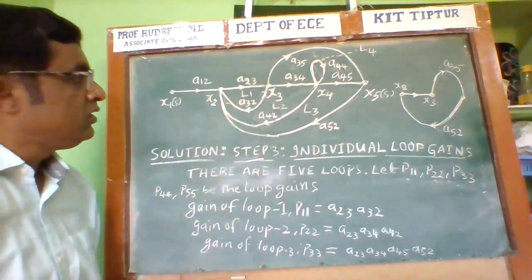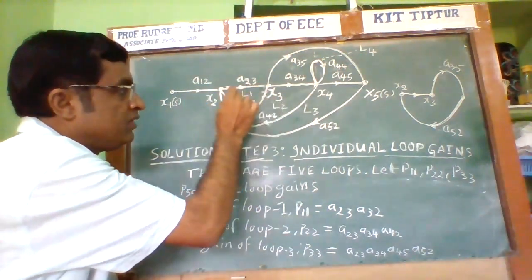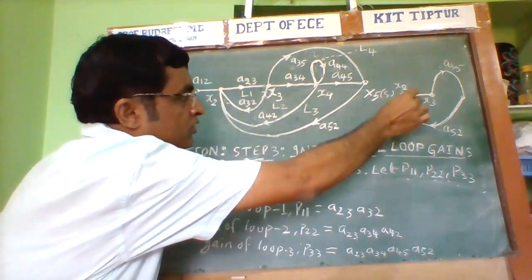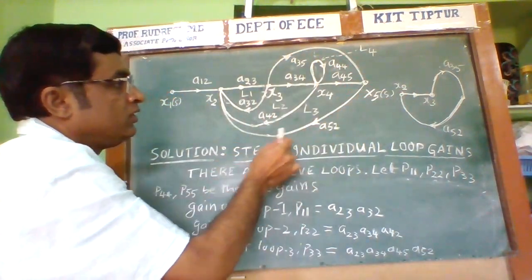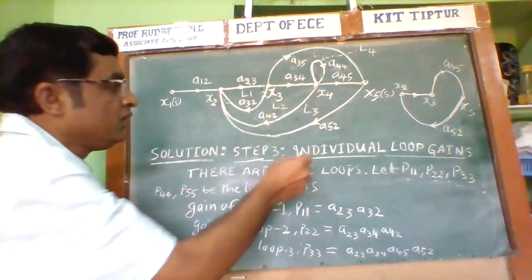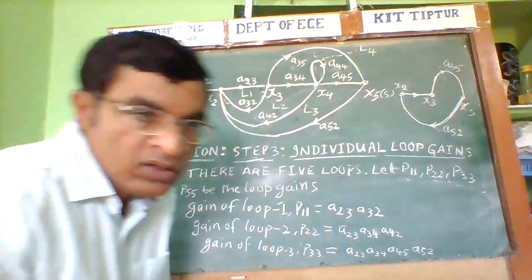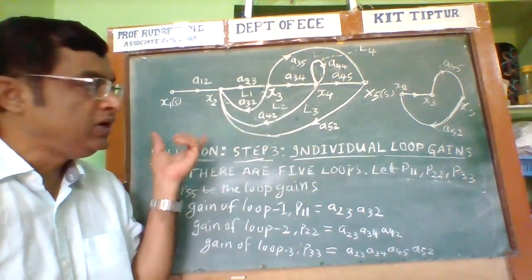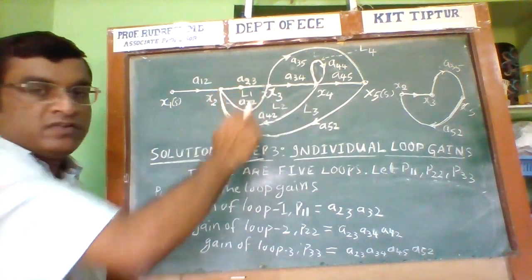Another important loop in the graph, and identifying this particular loop is very important, starts from the node X2, goes to the X3 node via A35 and the X5 node, and comes back to the same node. Now these are the 5 loops. Once we find the various loops, we need to find the loop gains. The loop gain is the product of the branch gains of the loop.